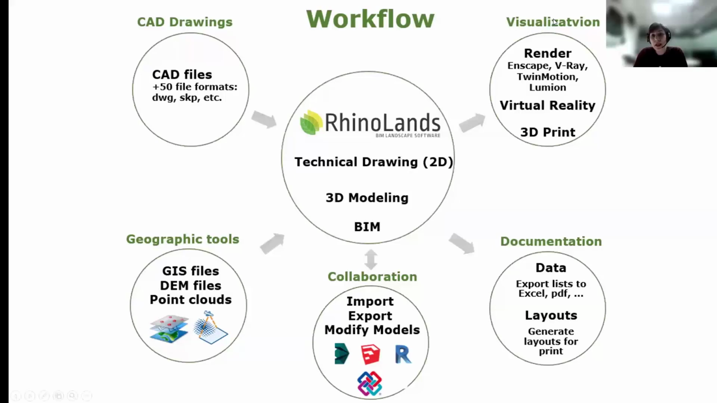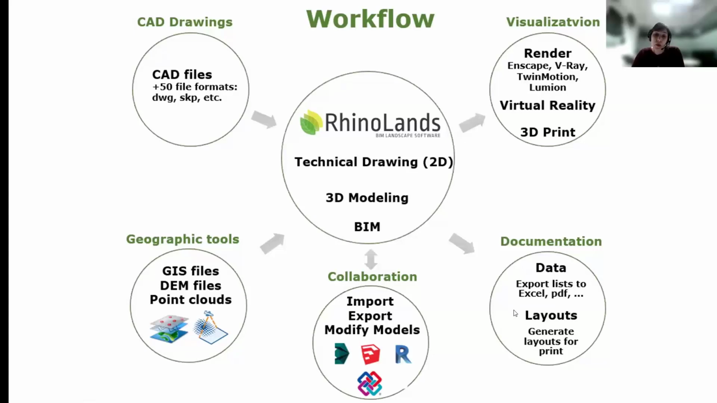For visualization, we can use different render engines that are compatible. We can use virtual reality headsets to visit the project in virtual reality. We can use a 3D printer to print the project. We may print our documentation, so we get the list of data, and we can export lists to Excel, for example, and so on.